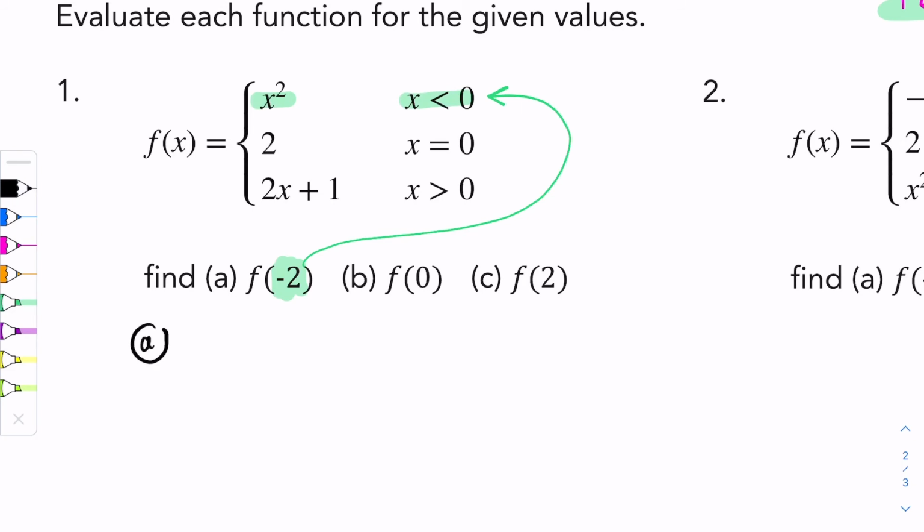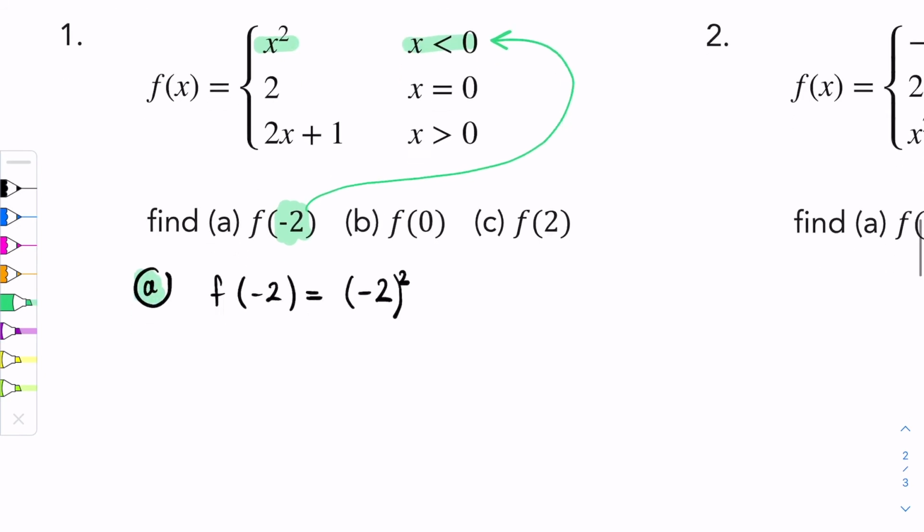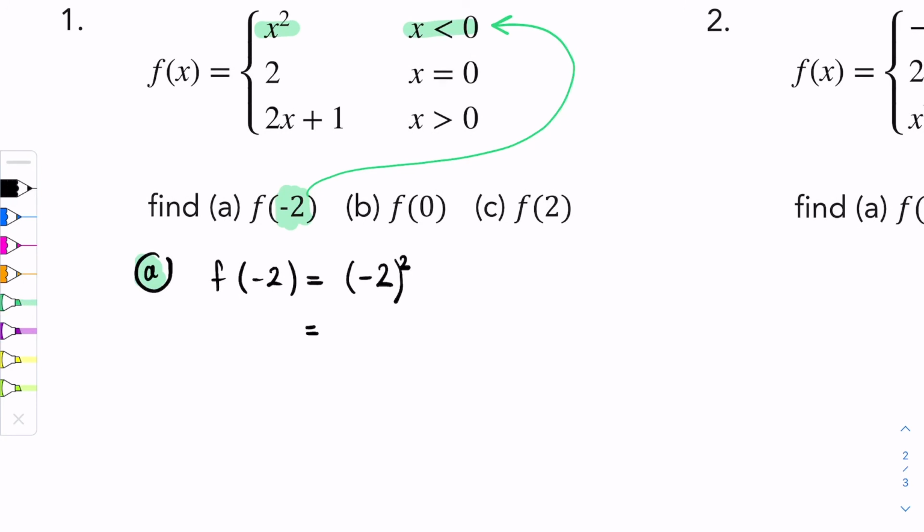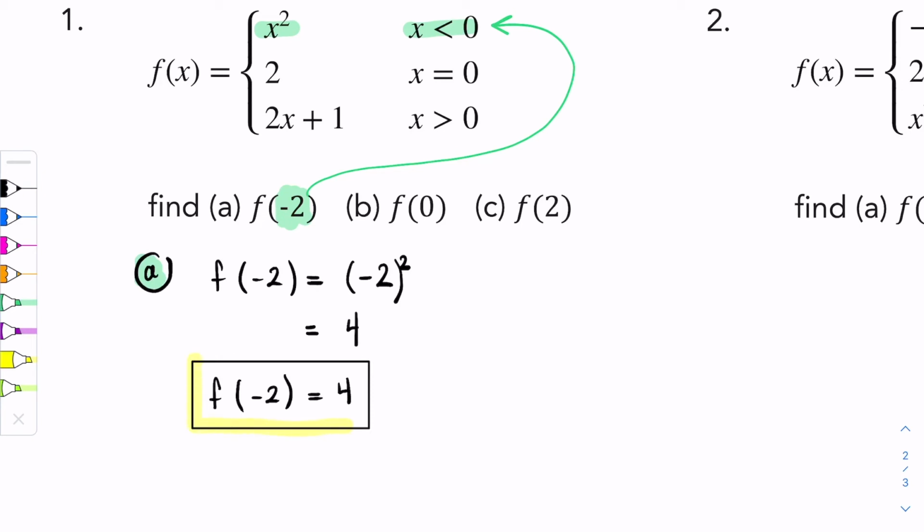So for part A, we're going to evaluate f of -2 using the function -2 squared. I'm matching my colors, so I'm using everything with this green highlighter for part A. When I simplify this, -2 squared is equal to 4. So f of -2 is equal to 4. That's your answer. That's your only answer. You do not substitute that value into any of the other functions.